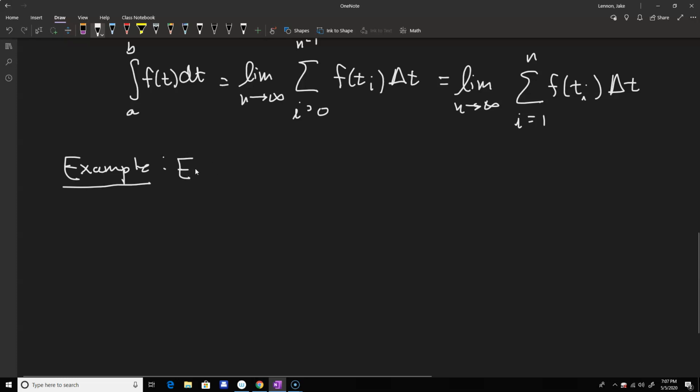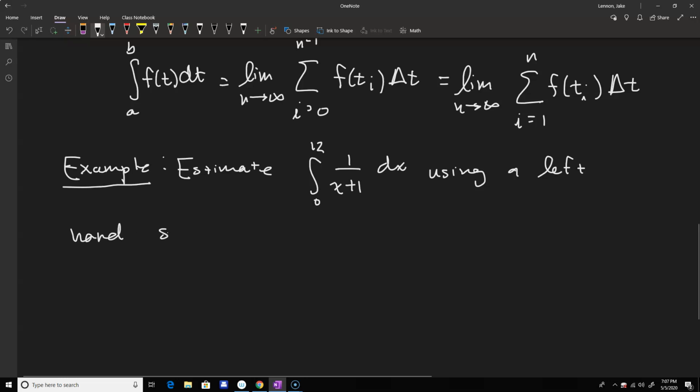So let's estimate, because we don't have any techniques of integration yet, the integral from 0 to 12 of 1 over x plus 1 dx using a left-hand sum with n equals 3.